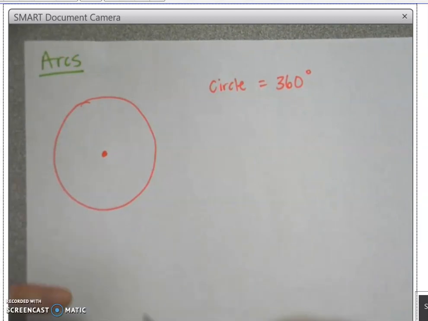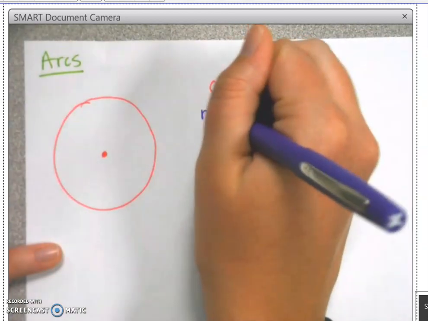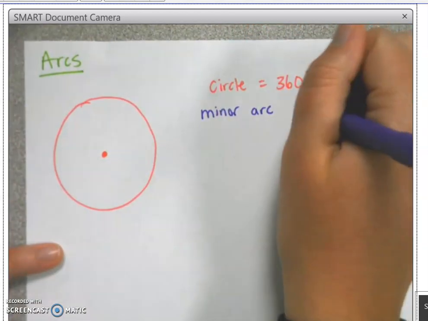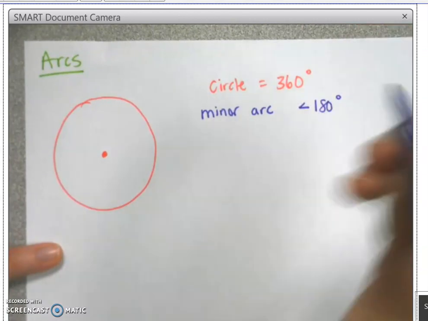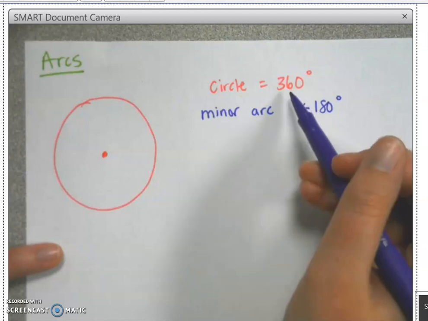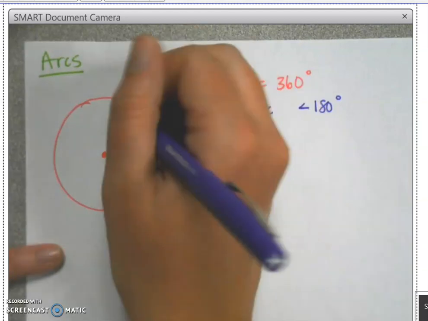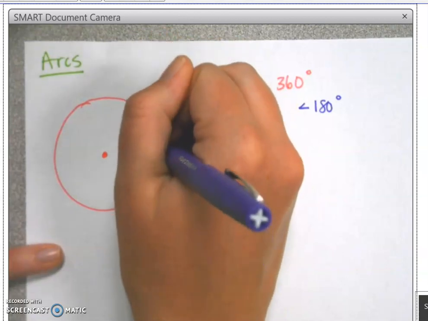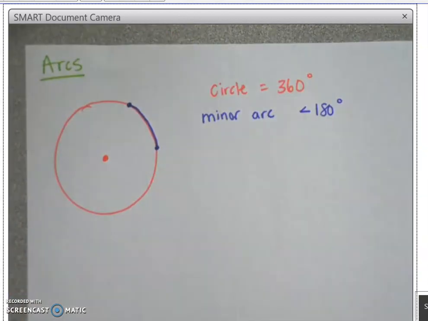So I can have something called a minor arc, and that means it is less than 180 degrees. Remember, 180 is going to be half of your circle because 180 is half of 360. So if I am less than half, for example, from here to here, that is a minor arc. It's less than 180.